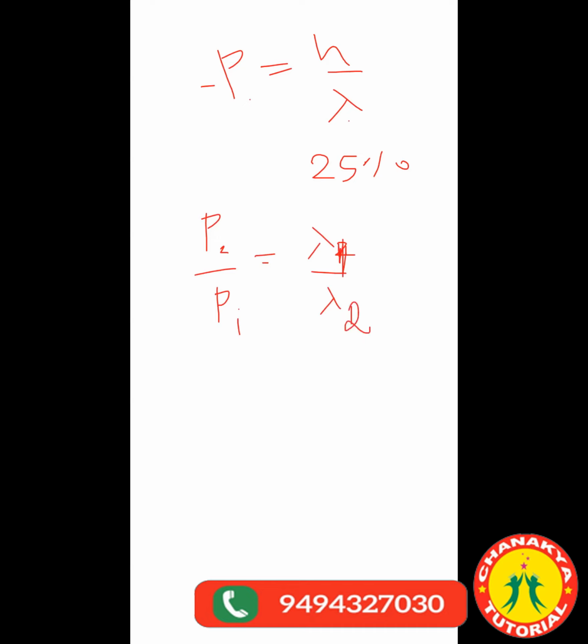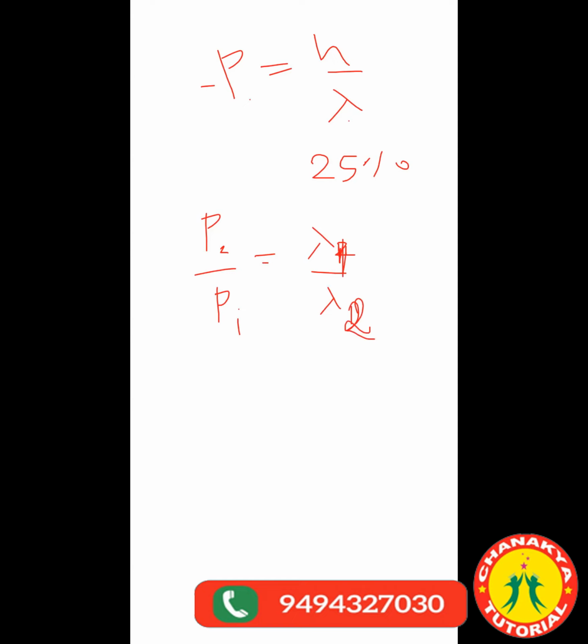Like we know, in modern physics we study the relation P is equal to h by lambda, right? Let's say the photon's change in wavelength is around 25%. Now I will ask you what is the change in momentum. Then you have to write P final by P initial is equal to lambda 1 by lambda 2, because they are inversely proportional. Any doubt here?